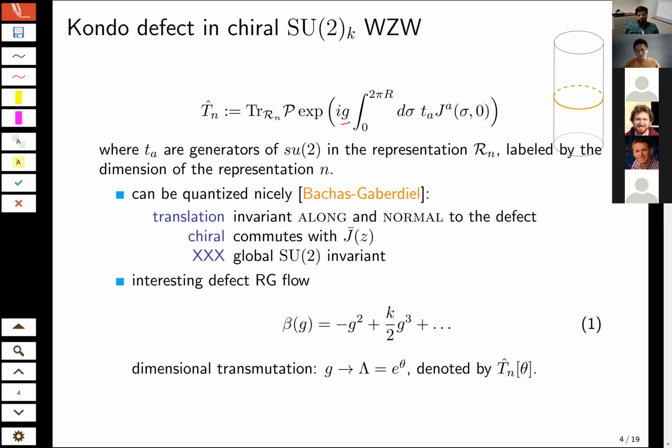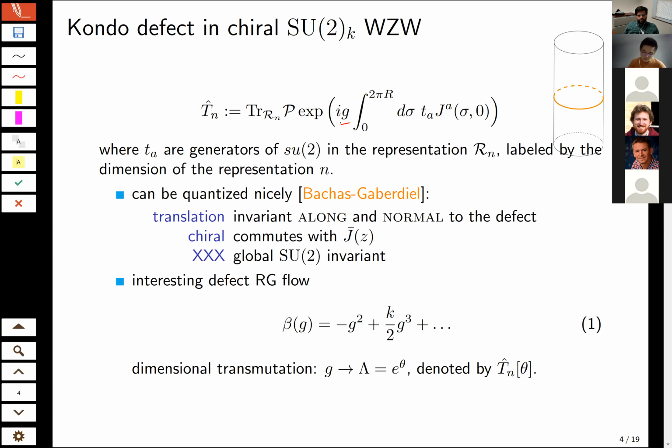It was shown by Bachas and Gaberdiel that this defect can be quantized nicely, in the sense that there exists a choice of renormalization scheme such that the following symmetries are preserved. There's a translation symmetry along and normal to the defect. There's a chirality, meaning it commutes with the anti-chiral current. There's also a global SU(2) symmetry.